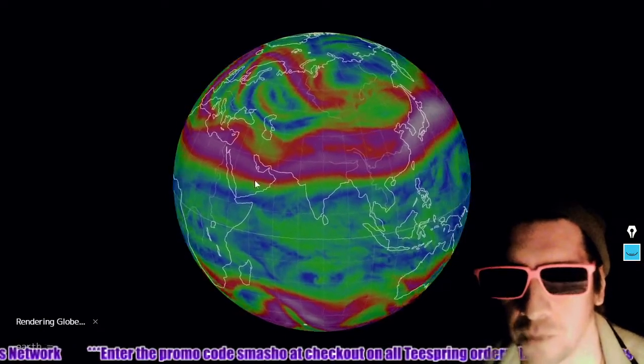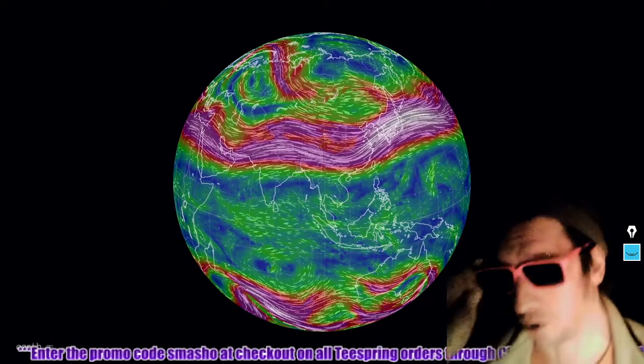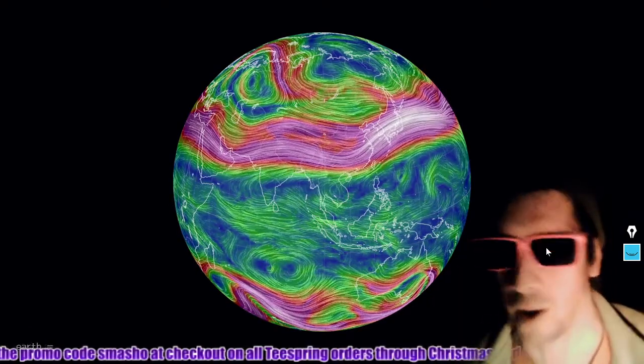So those are the jet streams of the western world. Here are the jet streams of the eastern world. A little bit more coherent on that side of the planet.